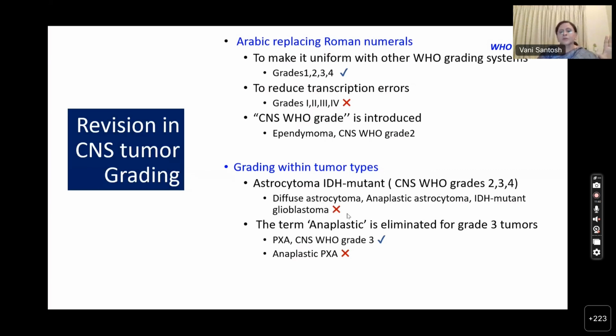So we don't use these terminologies anymore. And the term anaplastic is eliminated for grade 3 tumors. For example, pleomorphic xanthoastrocytoma has 2 grades, grade 2 and grade 3. Grade 3 used to be designated as anaplastic PXA earlier, but now we don't call it anaplastic PXA. You just call it PXA CNS WHO grade 3.